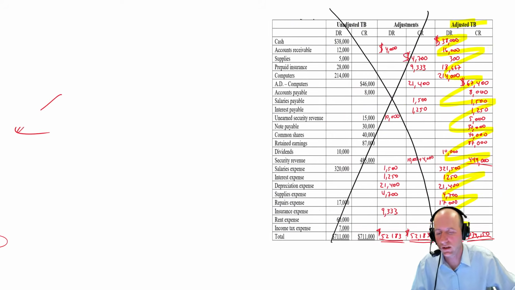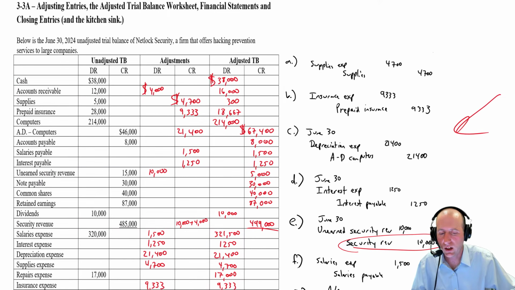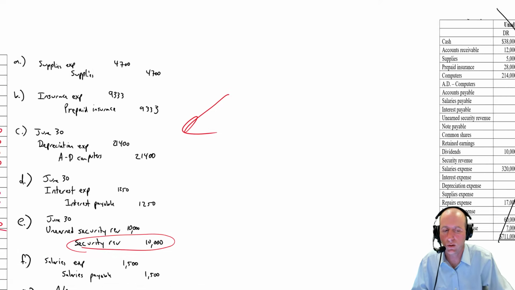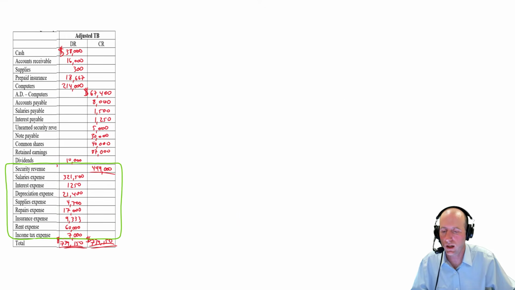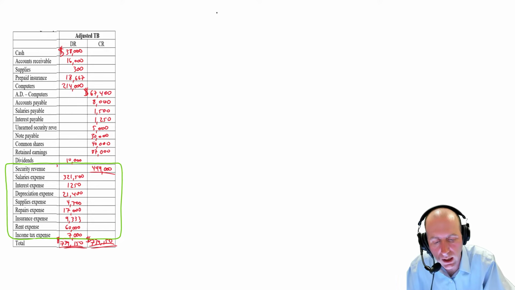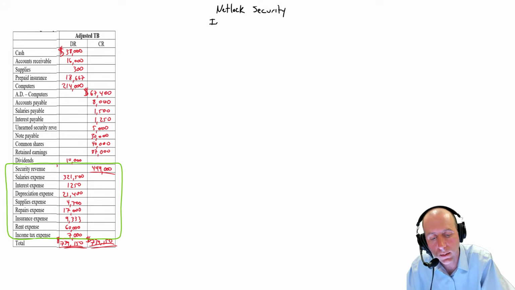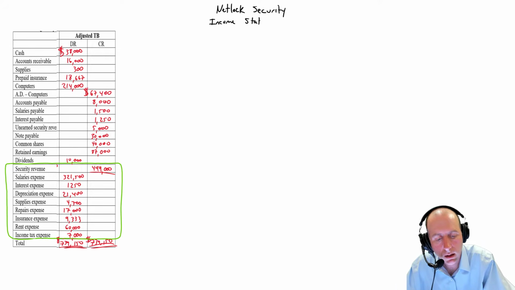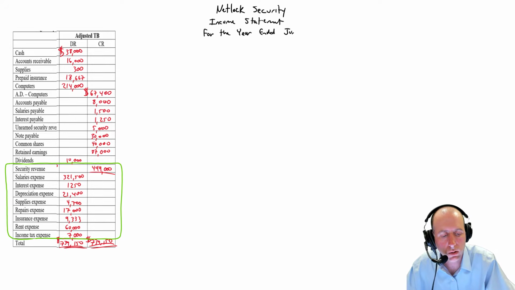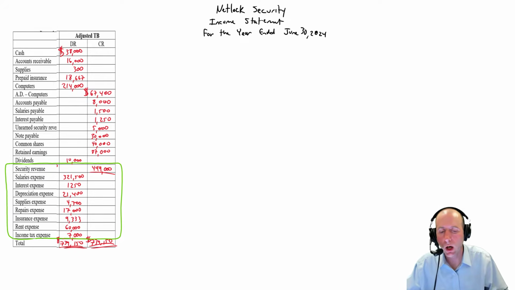I forgot the company's name. I got to scroll a long way over to find it. NetLock Security, and it's June 30th, 2024. Year ended June 30th, 2024. Income statement. So let's go. Name of our company, NetLock Security. Name of the statement we're preparing, income statement. Statements get dated for the year ended, for the month ended, for the quarter ended, but this is for the year ended. June 30, 2024.